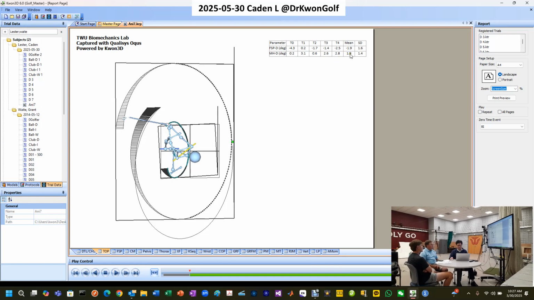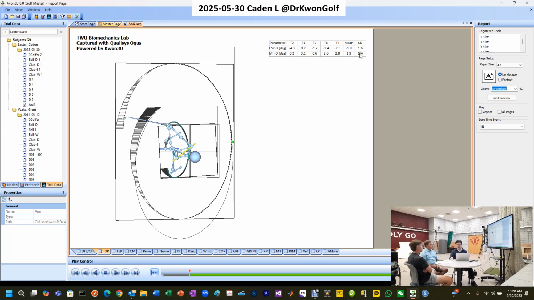So on the average, let's say the swing plane is 1.9 degrees outward, and then the hand motion plane is 1.9 degrees inward. So you have about 4-degree difference between the two planes. But one thing here is the standard deviation of the angles, the directions here. This standard deviation is a bit bigger than typical.